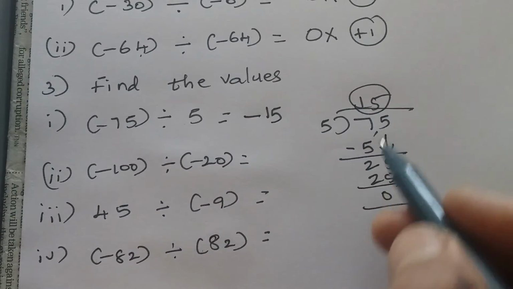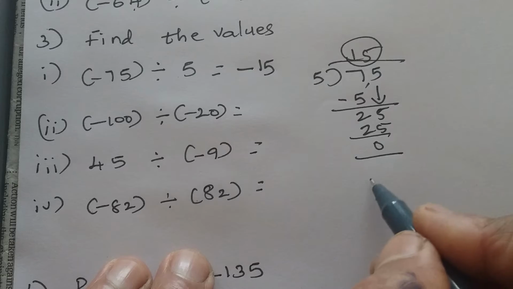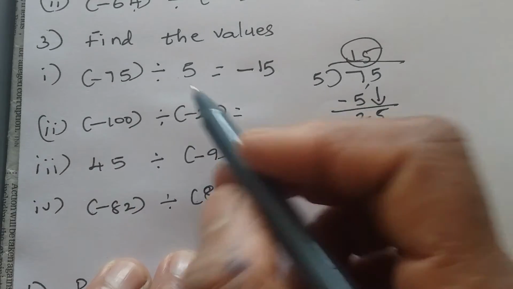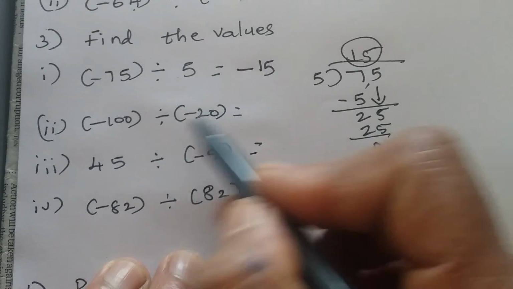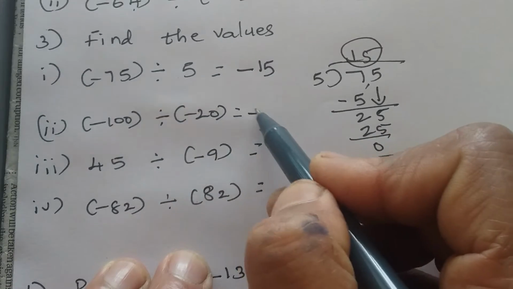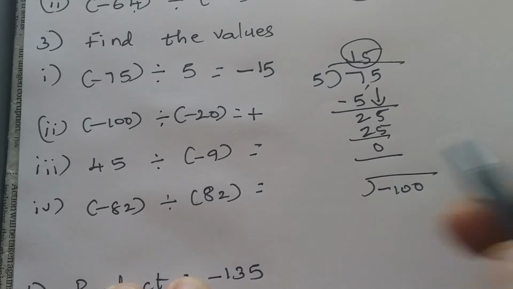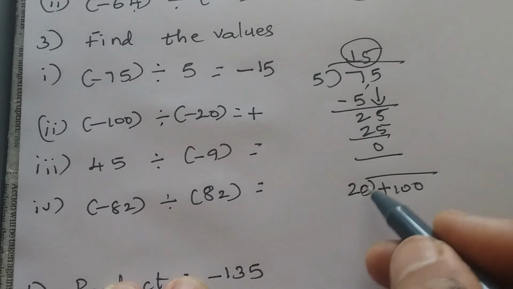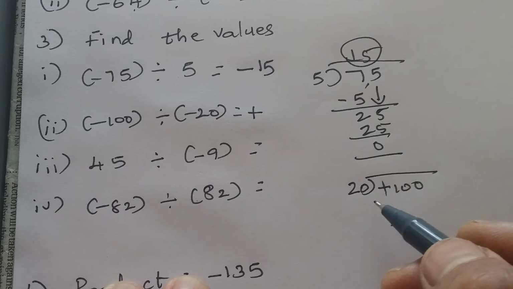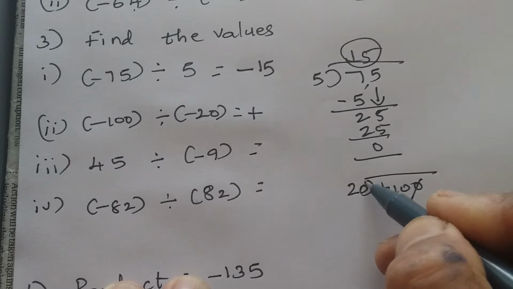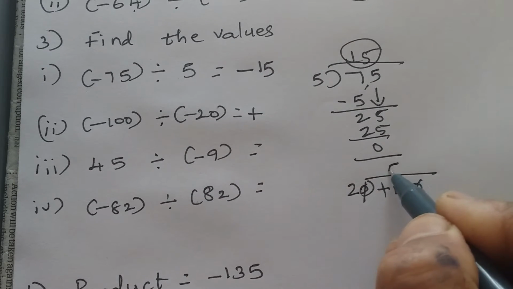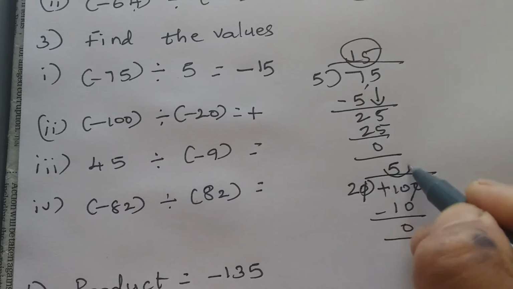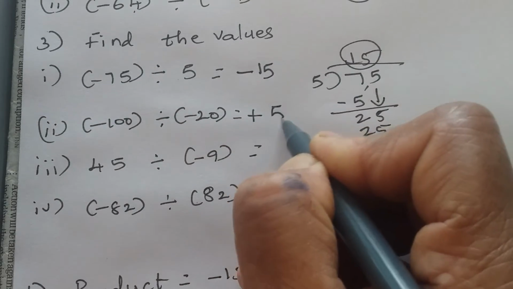Next, minus 100 divided by minus 20. Signs we will write here itself. Minus divided by minus. When you divide two same signs, the answer is positive. Whether you write the plus or not, the integer is going to be positive. So let us leave out the sign. Take only the numbers. Divide by 20. Whenever you have zeros at the end, multiplication and division both are easy. Cancel 0 and 0. So 10 divided by 2 is 5, 2 5s are 10. 10 minus 10 is 0. So what is the answer? 5 is the quotient. So plus 5 is the answer.